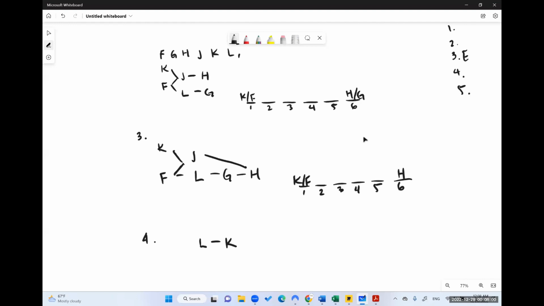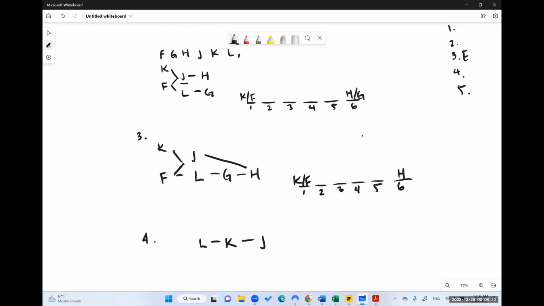So it doesn't really matter who I start with. Maybe I can start with K. So K is directly linked to who? It's directly linked to J. And that's it, right, for K. So then next up, I've got to say, well, who's linked to J? And the answer is both H and F.